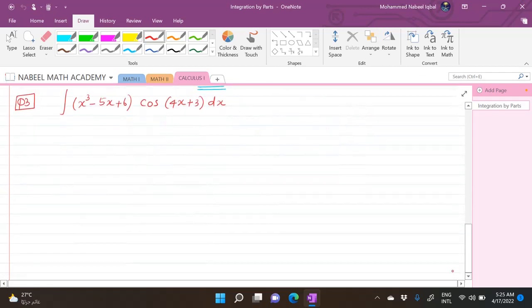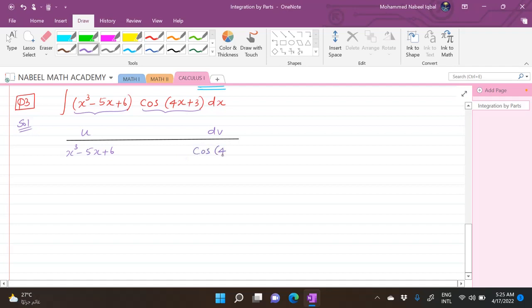It is the same rule, we will do it. We can solve by using the tabular method because it is a polynomial. You will have an algebraic expression, and this is my u, and this is dv. Then we'll take x cube minus 5x plus 6, and here you will have cosine(4x plus 3). What is the differentiation here? You have to do continuous differentiation here. What is the differentiation? 3x square minus 5.